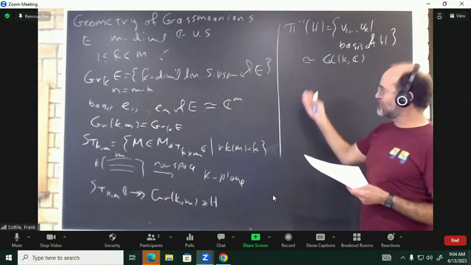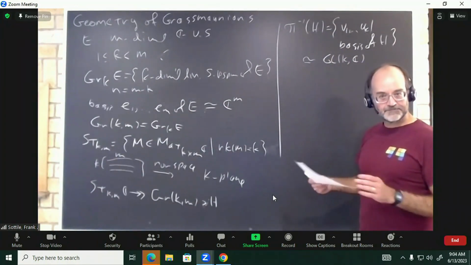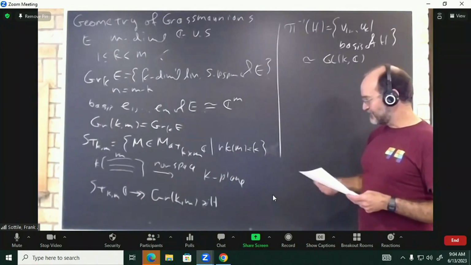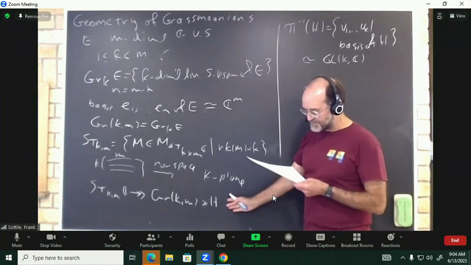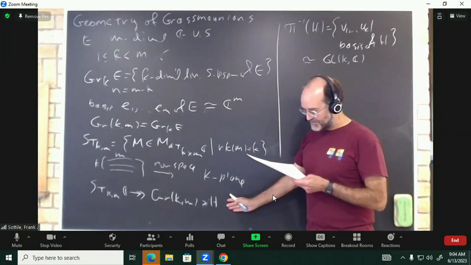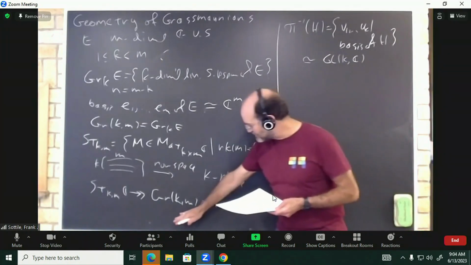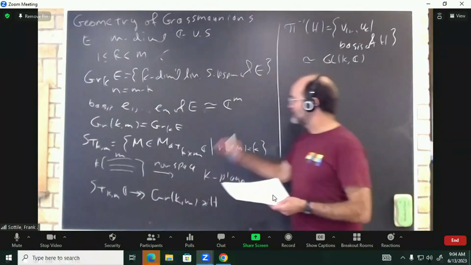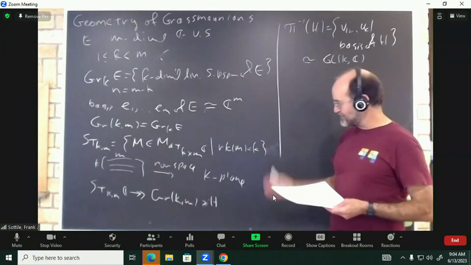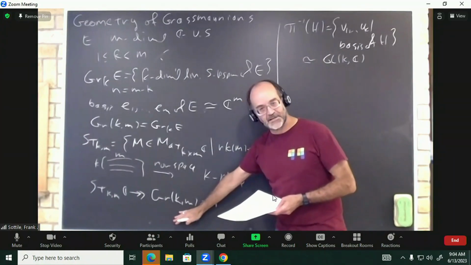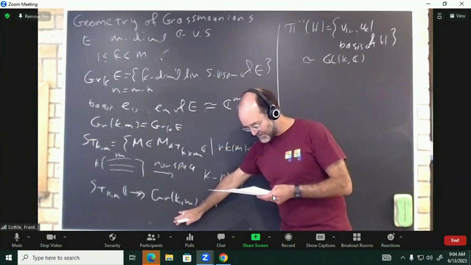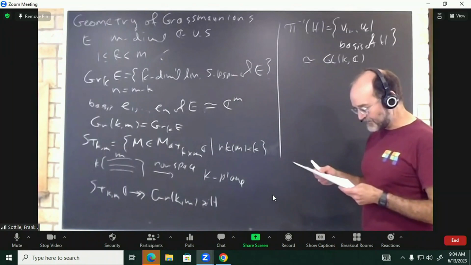And this is a typical example of what's called a fiber bundle. In fact, this is the principal GL_k bundle. The second exercise that I passed out is for you to verify this. There's not too many steps to do it, other than maybe showing it's an actual bundle, that this is a principal GL_k(C) bundle.